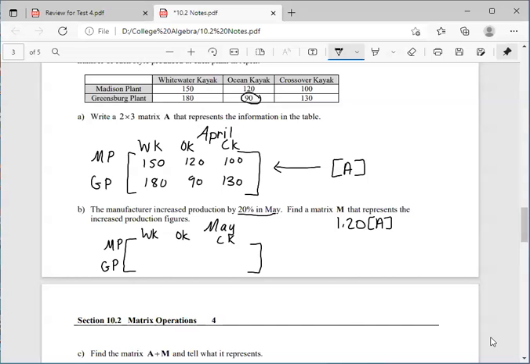We're going to go back and say, well, the Madison plant needs to make 180 whitewater kayaks in May to meet their increased production that they need.